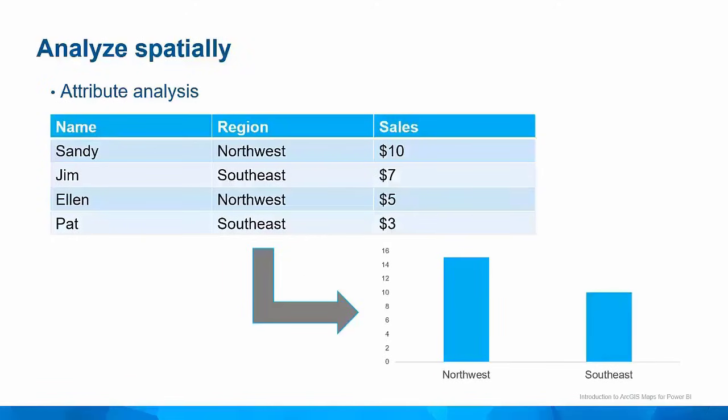Most BI visuals rely on attributes to link data together for analysis. While this can be very powerful, it has limitations. For example, summarization relies on common values in the attribute table you see here, values like northwest and southeast. Sandy and Ellen can be grouped together to summarize northwest sales, while Jim and Pat can be grouped to show sales for the southeast.